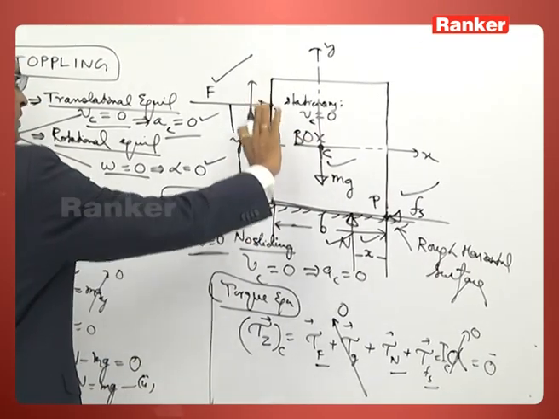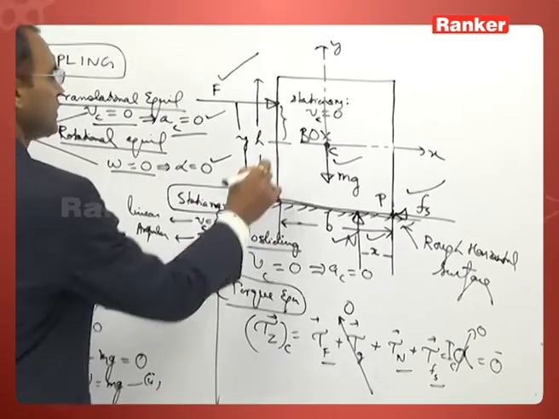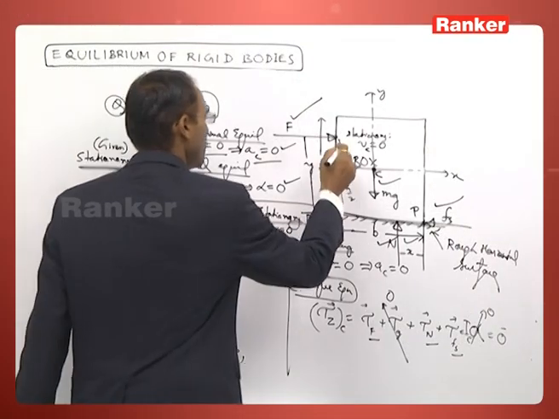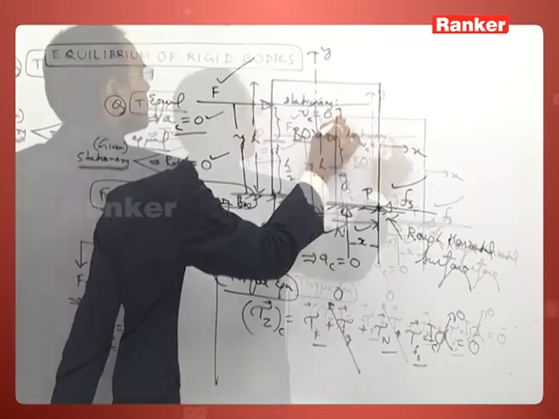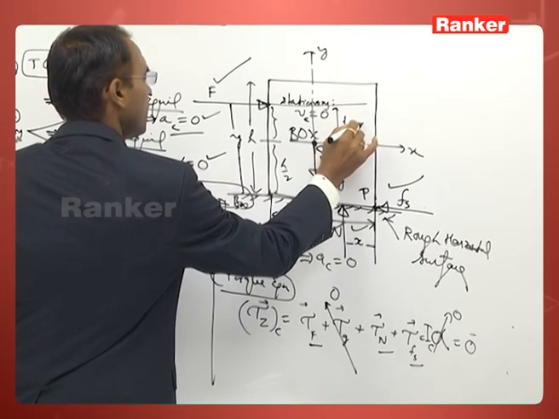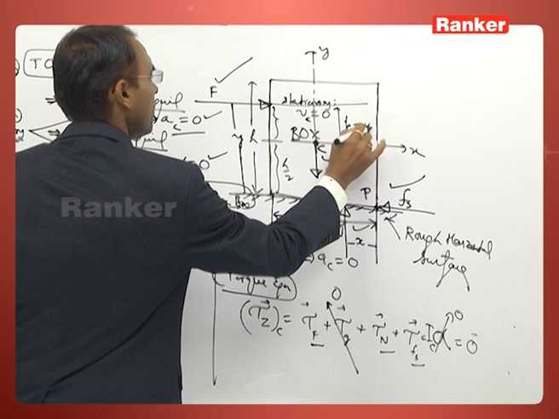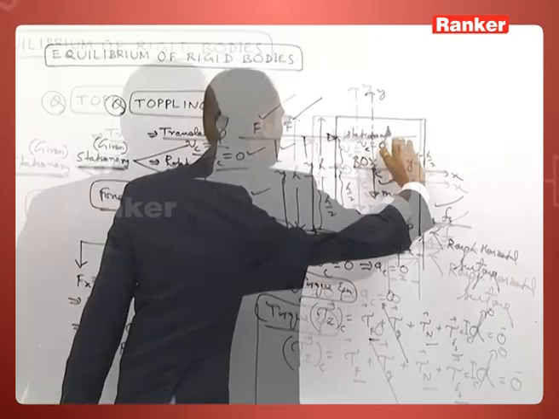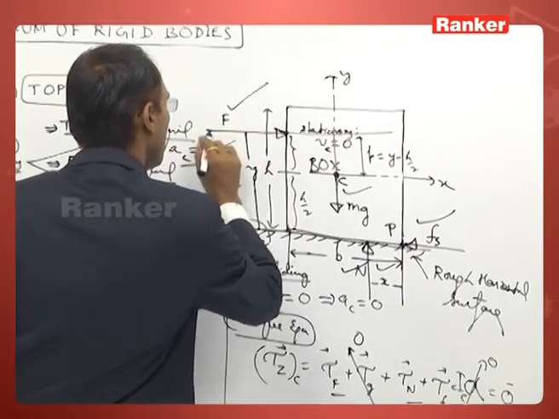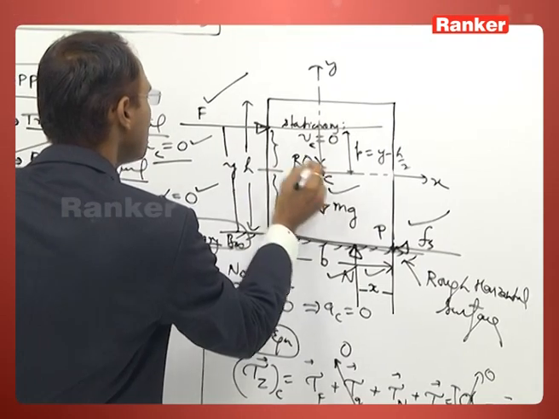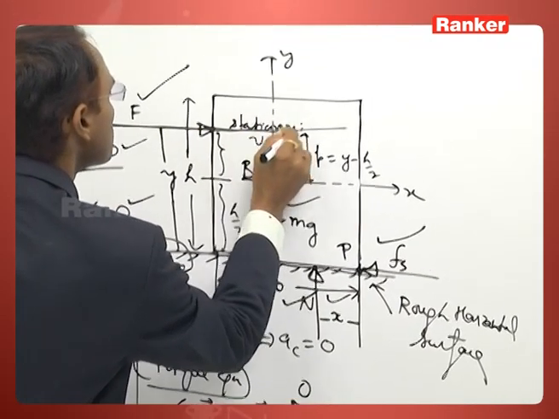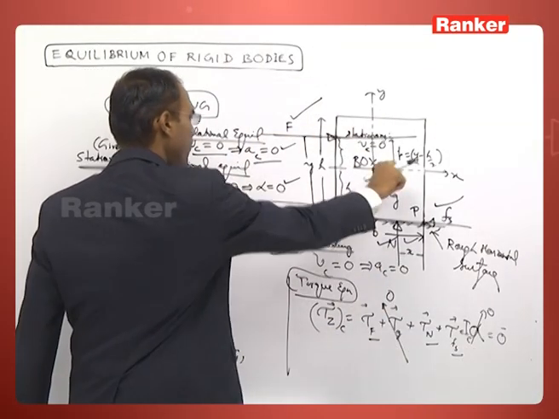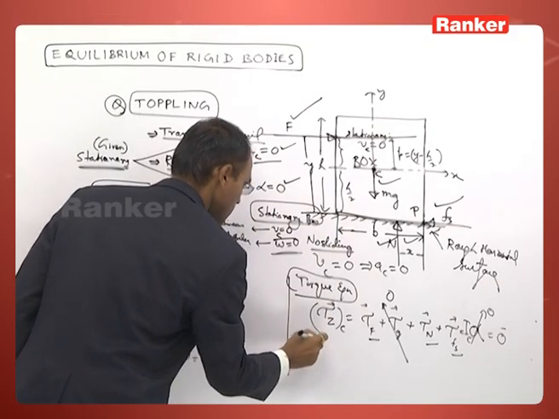If you take this as y, this is h, this will be h by 2. This is the line of action, this is the perpendicular distance, that is equal to y minus h by 2. The perpendicular distance from the reference point onto the line of action of this force is p is equal to y minus h by 2. So, this applied force produces clockwise torque.